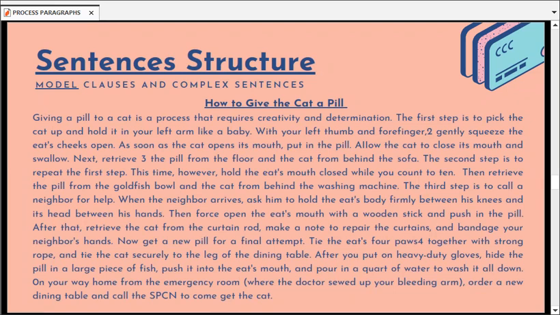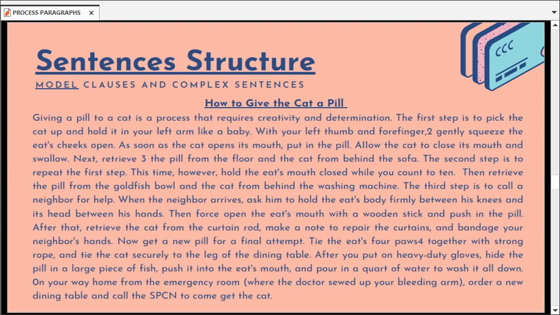As soon as the cat opens its mouth, put in the pill, then allow the cat to close its mouth and swallow. Next, retrieve the pill from the floor and the cat from behind the sofa. The second step is to repeat the first step. This time, however, hold its mouth closed while you count to 10. Then retrieve the pill from the goldfish bowl and the cat from behind the washing machine.